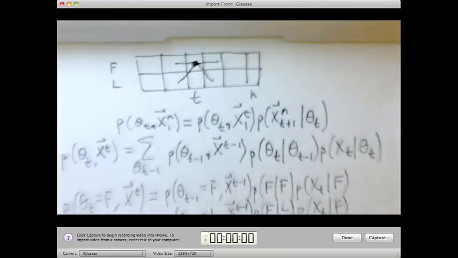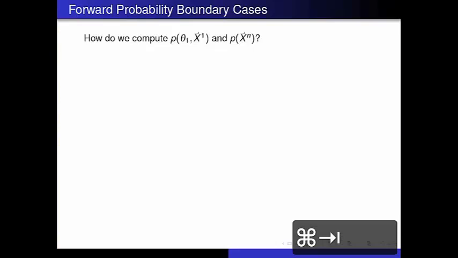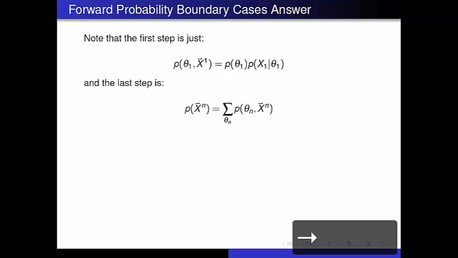So that is basically that for this forward probability boundary case. Same thing in neater form.